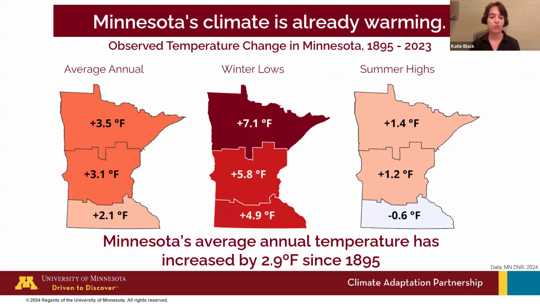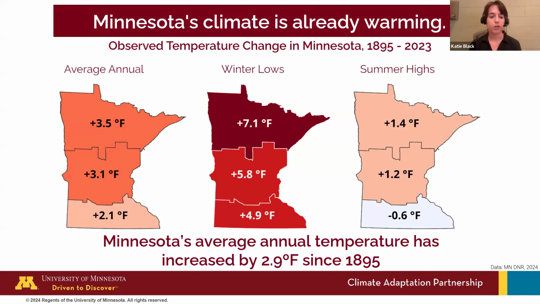This slide shows the observed temperature change using data from the Minnesota DNR, data from 1895 until about now across Minnesota. It's showing you the average annual temperature on the left, winter lows in the middle, and summer highs on the right. It also divides the state into north, central, and south regions.